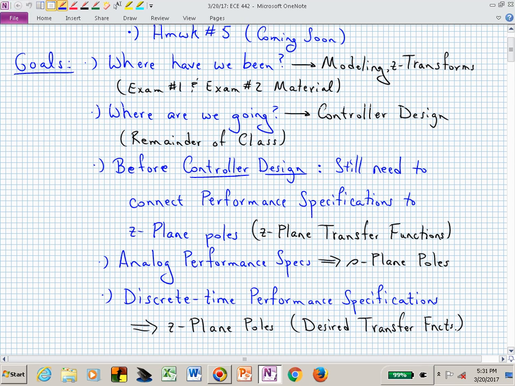Well, before we even get into controller design, we still have to worry about connecting performance specifications to S-domain pole locations and consequently Z-domain. So I hope, maybe not today, but the next time, you will be seeing circles, hearts, and wedges, geometric shapes, and those correspond to particular types of transient performance specifications. So if you're thinking about circles, that might be consistent with settling time.